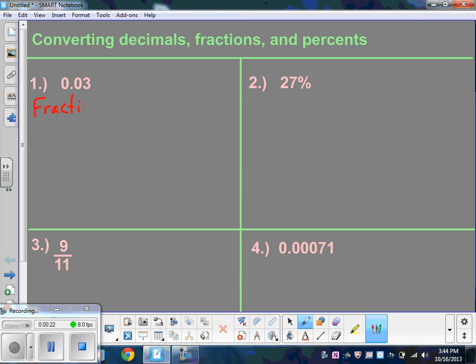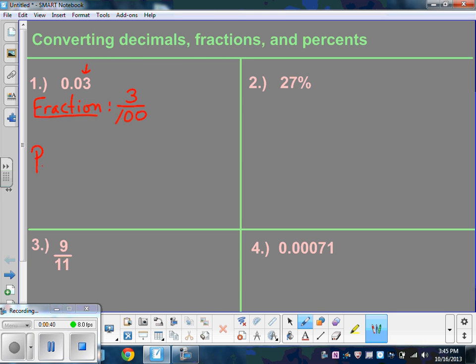In order to do that, we're going to look at what decimal place our decimal actually finishes in. In this case, it's in our hundredths place, and the value we're given is 3, which means our fraction is 3/100ths.